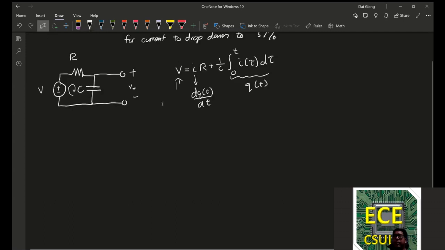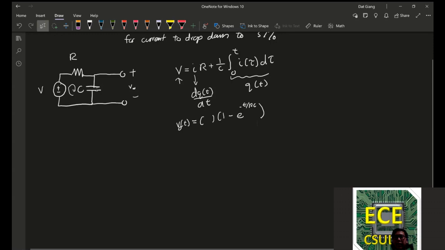Now, the way we end up solving this, we end up getting the following equation. V of t, which is our V out, is equal to some value times 1. So we're going to just ignore this term for now, and let's say it's something times 1 minus e to the negative t divided by RC, like that.